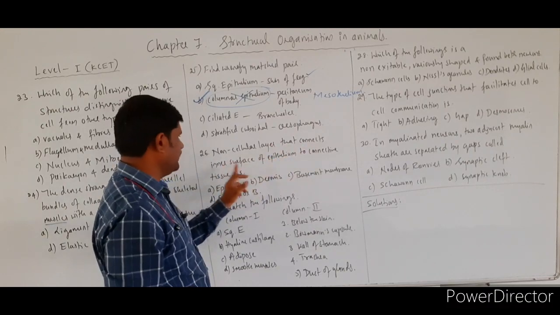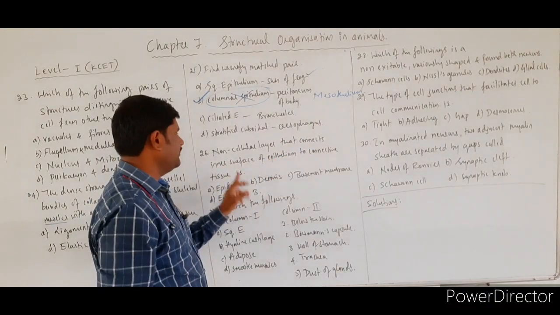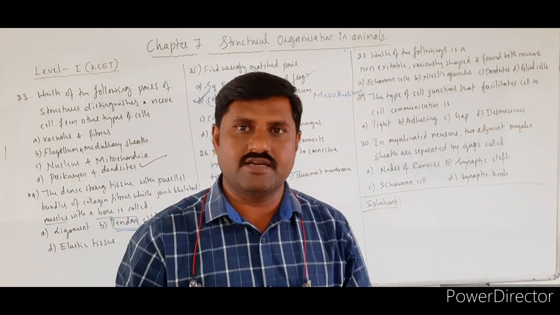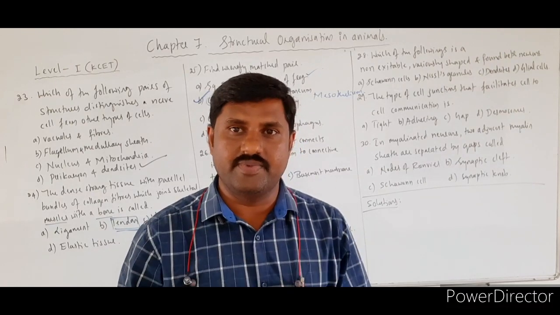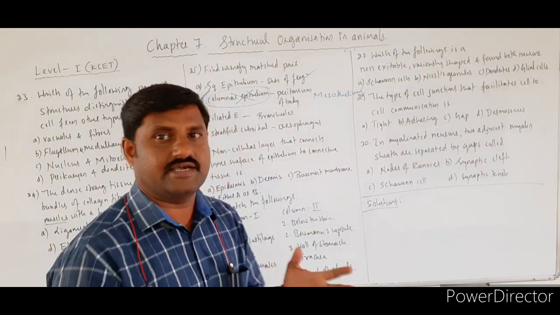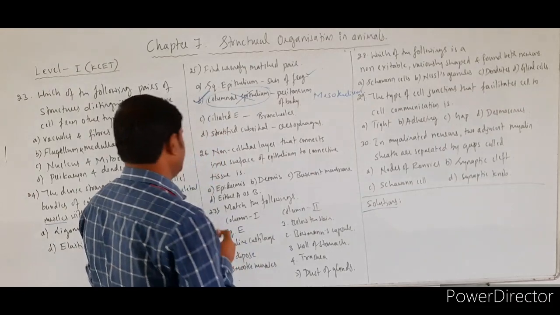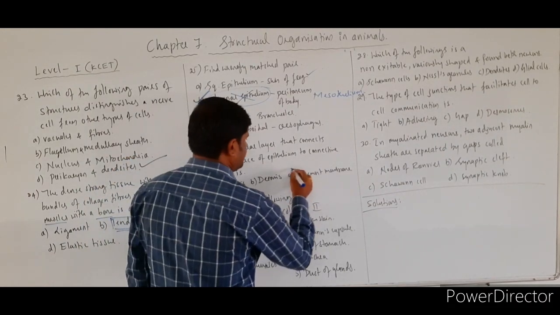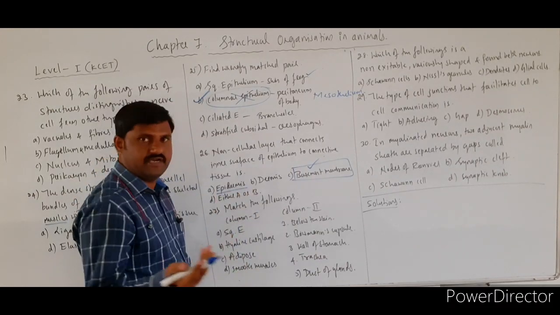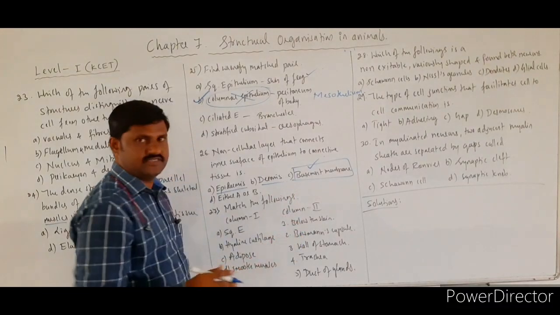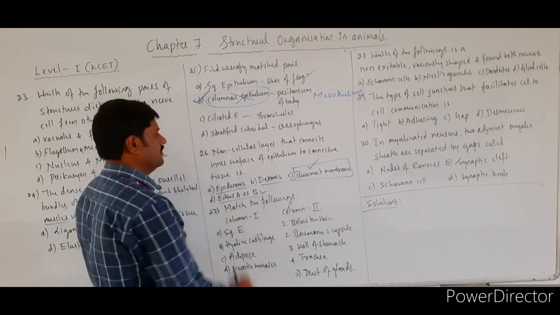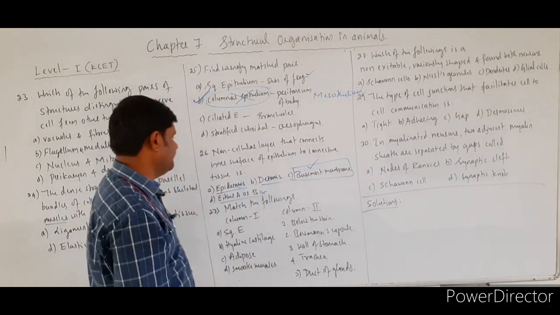Non-cellular layer that connects inner surface of epithelium to connective tissue is. So already I have told you, there is a non-cellular structure lying below the epithelium, and that is nothing but what? The basement membrane that connects to the connective tissue, right? So basement membrane is the correct answer, not the epidermis. This is the upper layer. Dermis is nothing but skin, what we call that. So A and B are also wrong. Basement membrane is the correct answer for this one.